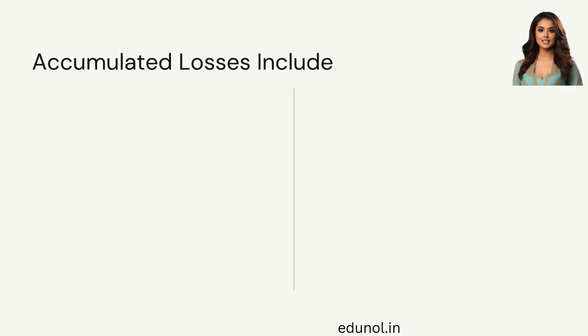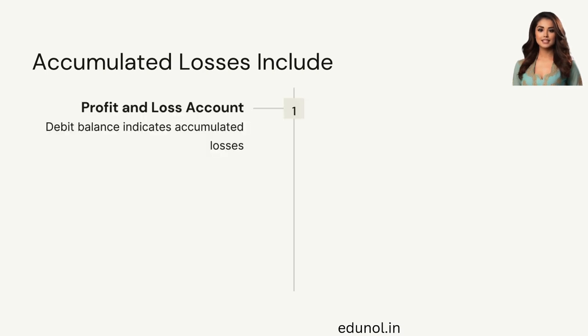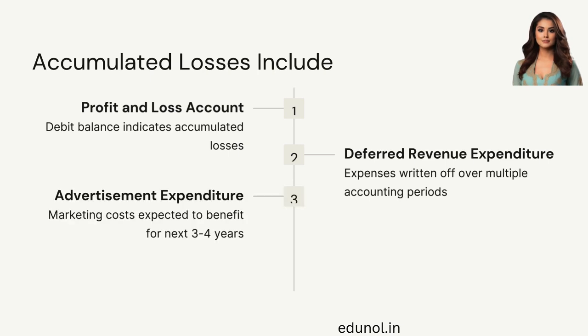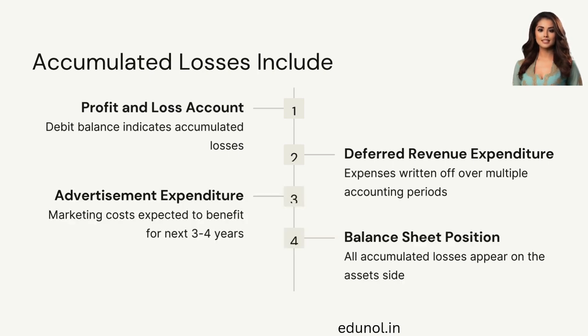Accumulated losses include debit balance in profit and loss account, deferred revenue expenditure, advertisement expenditure. All the accumulated losses are written on the assets side of the balance sheet. These are also known as fictitious assets.